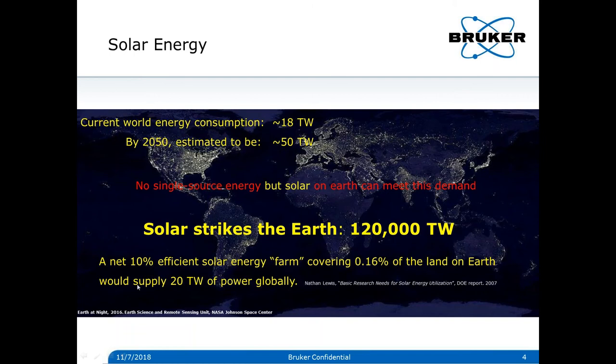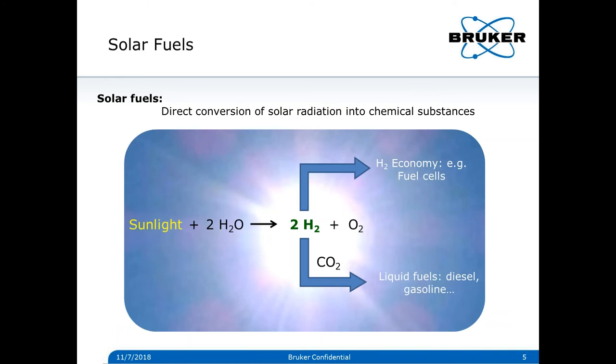And if we have a net 10% efficient solar energy farm covering only 0.16% of the land on Earth, it would supply 20 terawatts of power globally. So this is a very attractive, almost inexhaustible energy on the Earth that we should use. Of course, there are a lot of ways to harvest solar energy and convert it to something that human beings can use, like solar electricity. And today, we're going to talk about another method called solar fuel.